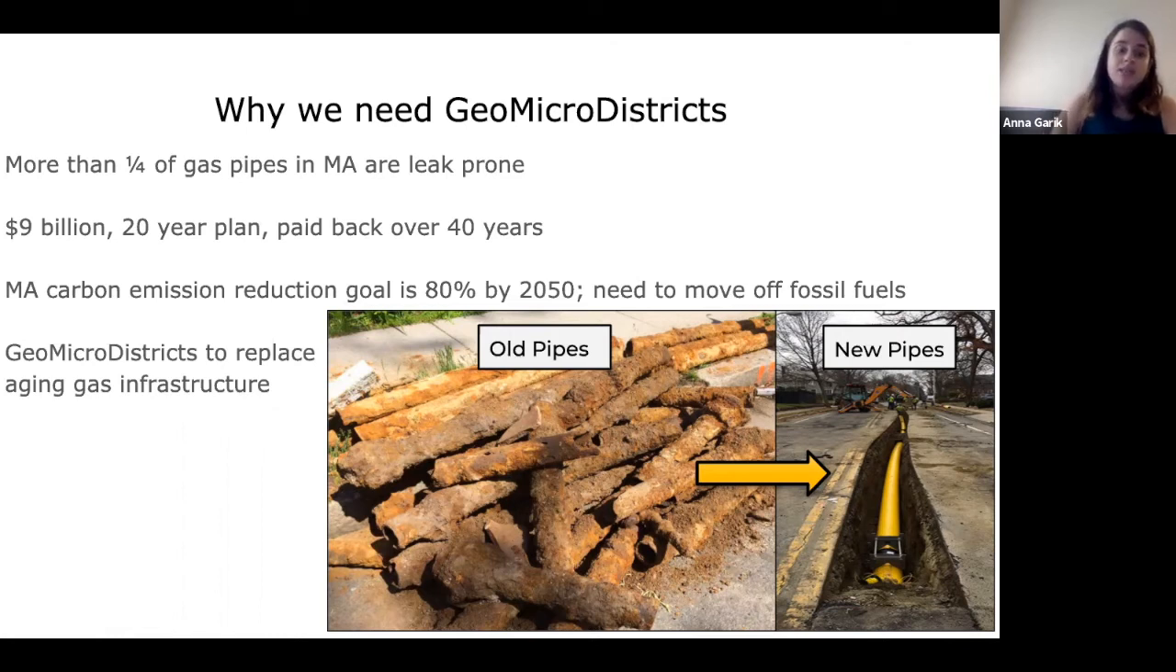Except the problem is that Massachusetts' carbon emission reduction goal is 80% by 2050. To achieve that, we need to move off of fossil fuels, including gas. But if these new pipes are being paid over 40 years, then people are going to be paying for essentially a stranded asset. So geomicrodistricts are a good candidate to replace the old pipes, not only in terms of safety, but also in terms of cost and for the environment.